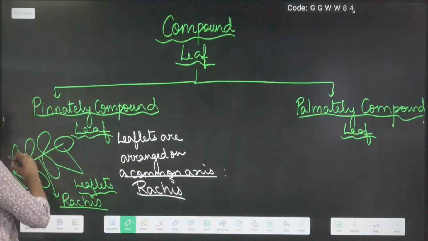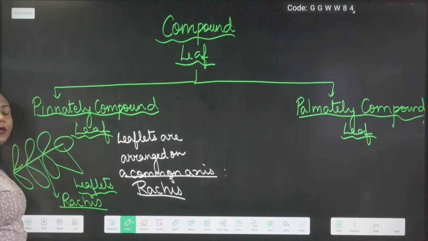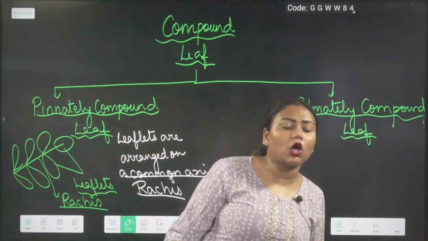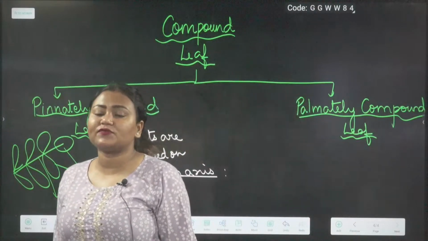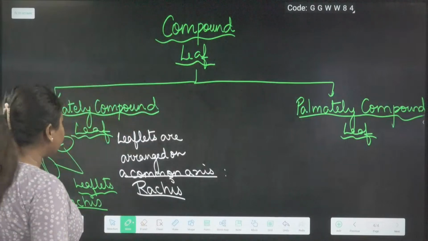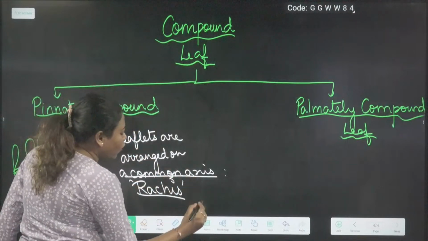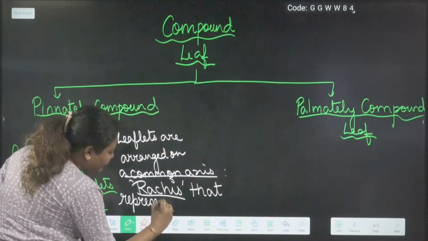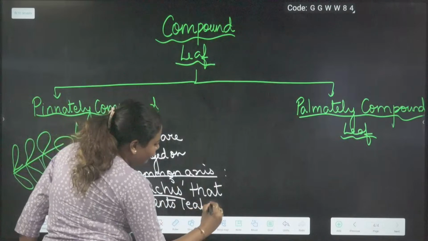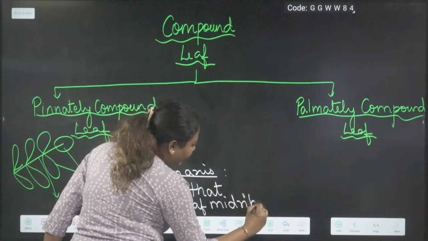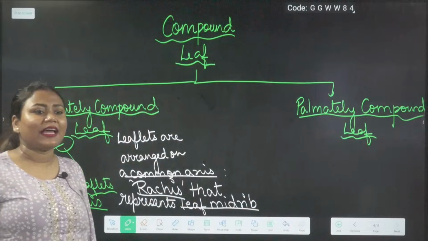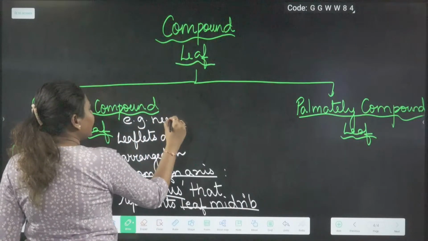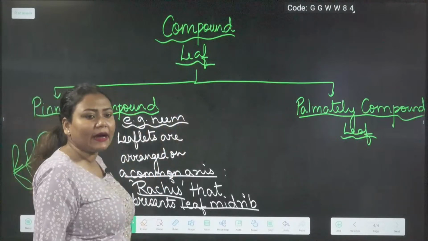If the leaf was whole, then it would be known as the midrib. Midrib is for leaf, rachis is for leaflets. Clear or not? Leaflets are arranged on a common axis called rachis that represents the leaf midrib. So for leaf, it is known as midrib. For leaflets, it is known as rachis. Okay. What is the example of pinnately compound leaf? Neem.